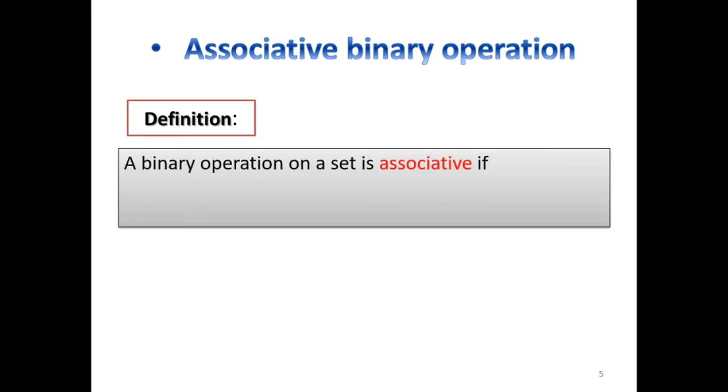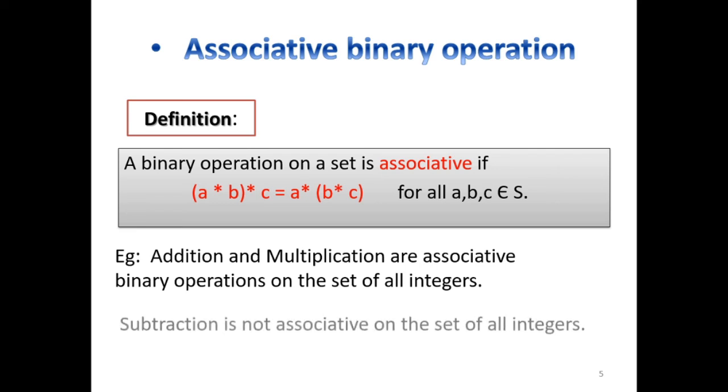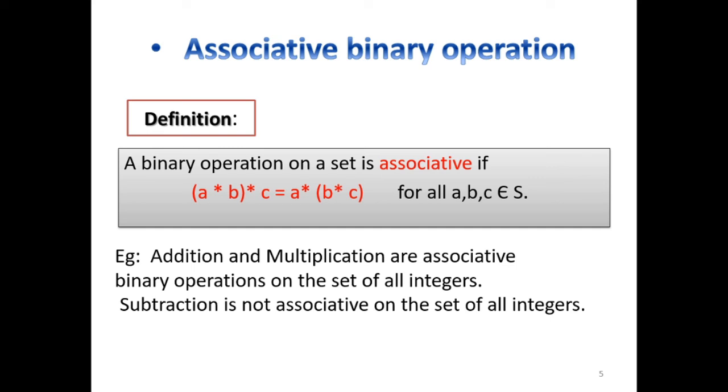Next, associative binary operation. Definition. A binary operation star on a set is associative if (a star b) star c equals a star (b star c) for all a, b, c element of S. Example, addition and multiplication are associative binary operations on the set of all integers. Subtraction is not associative on the set of all integers.